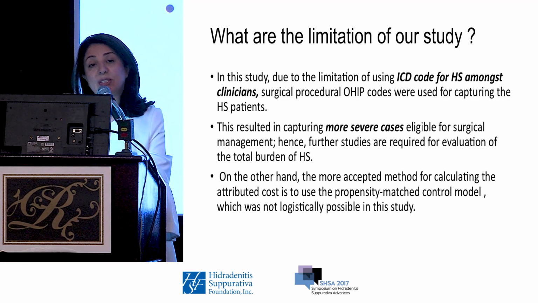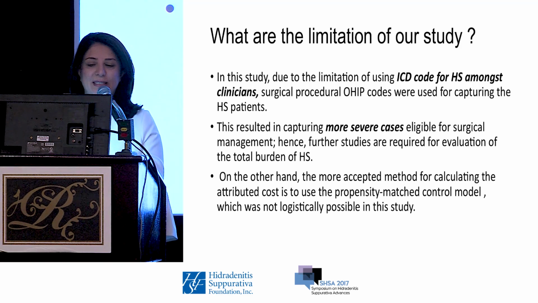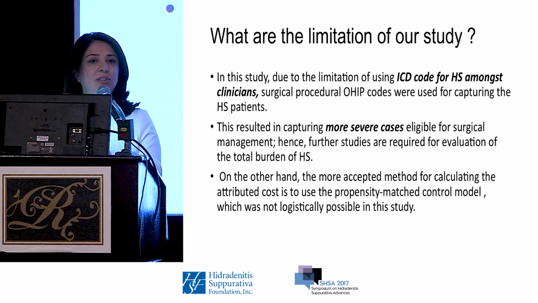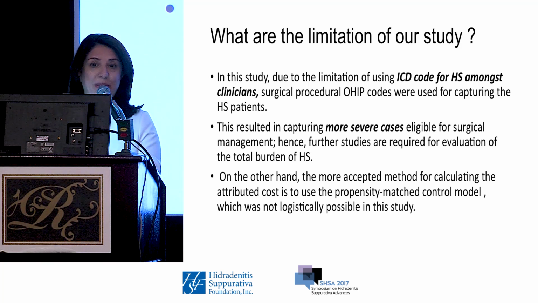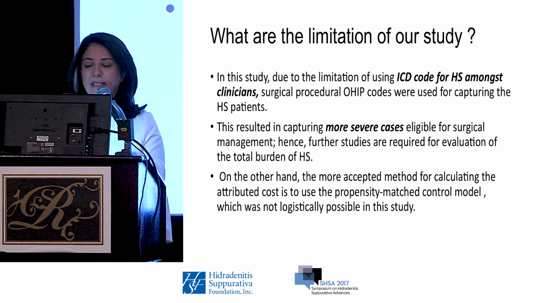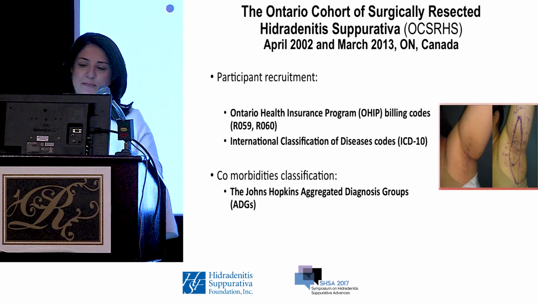The limitations are that we used ICD codes, the same as many other studies, and they have their limitations. We used ICD-10 codes, plus the OHIP billing codes that we used are surgical codes. We used 2 surgical codes, and the assumption is that when a patient has surgery, they should have a more severe disease. Future studies are needed to look at the total burden, as this might represent more severe cases. And logistically, we couldn't use the propensity-matched control model that is commonly used in cost analysis.